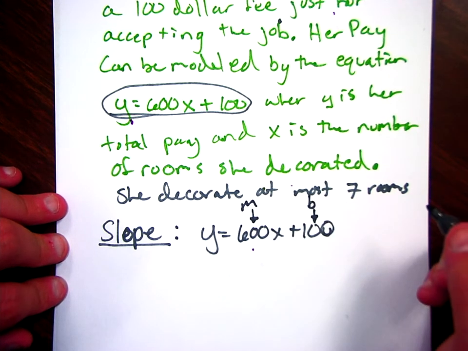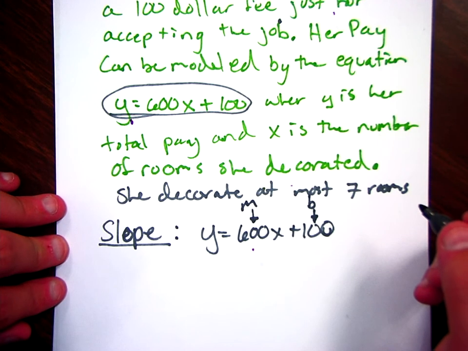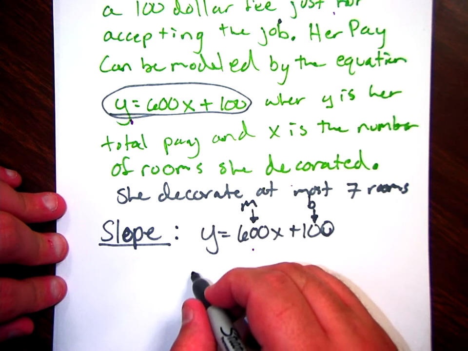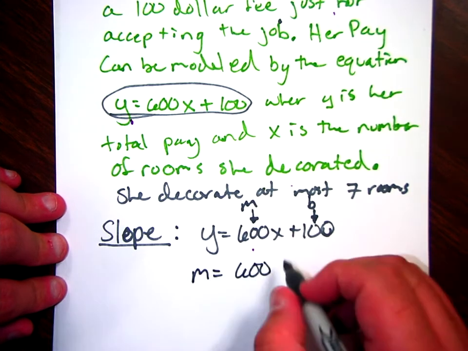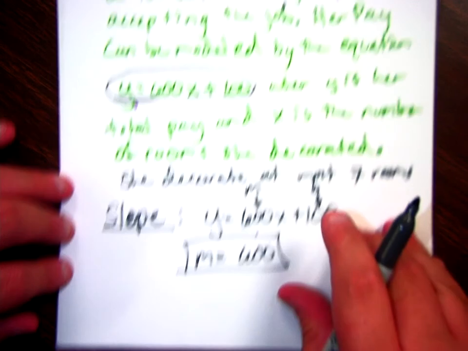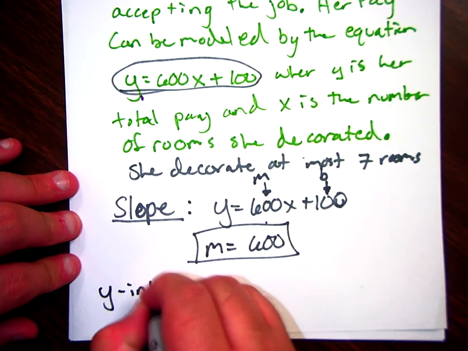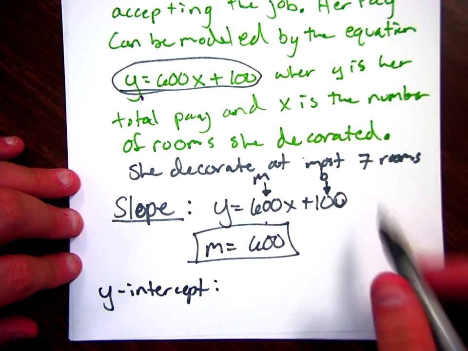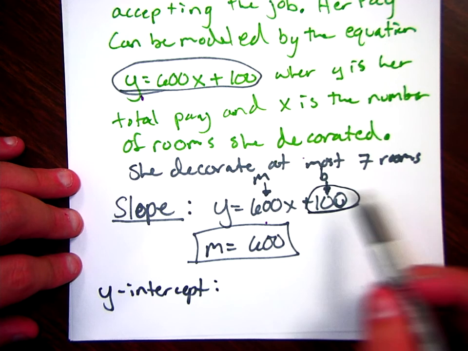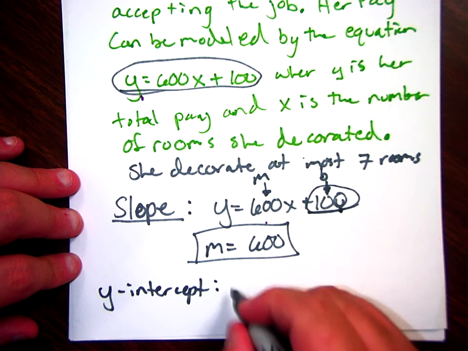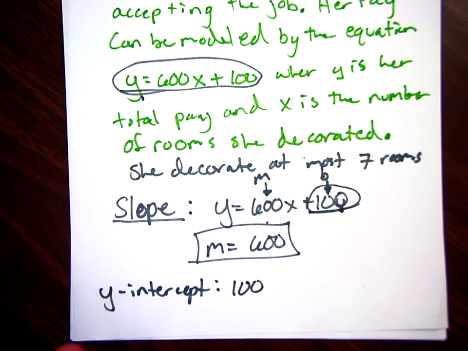So we have a slope, or M, of 600. Done. Given to us right in the equation. All right. Now let's talk about your y-intercept. Looking at the y-intercept, well, it's also right here. B is the y-intercept. This is slope-intercept form, so your y-intercept is 100. We know that. Done.